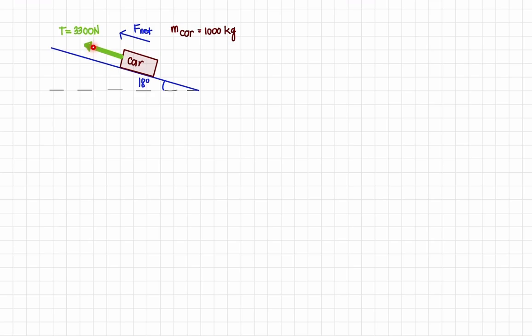But the net force is not equal to the tension. Why? Because there is an opposing force here. Now, even if this incline is frictionless, there is still an opposing force to the tension, to the pulling force of the rope, and that is the weight of the car. But the weight of the car is not directed in this direction downward. It's directed directly downward, vertical, 270 degrees.